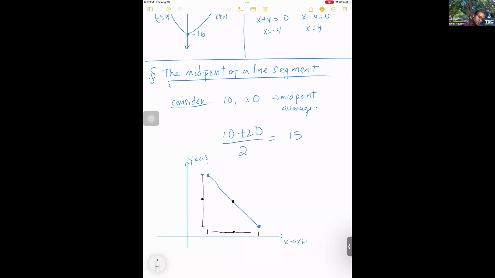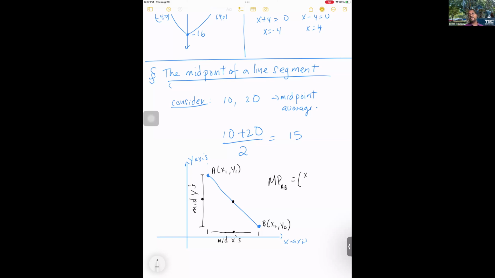So mid of the y values and the mid of the x's. If I have a point A, which is x1, y1, and B, x2, y2, and I want to find the midpoint of the line AB, I simply find the average of the x values, comma, and then I find the average of the y values.